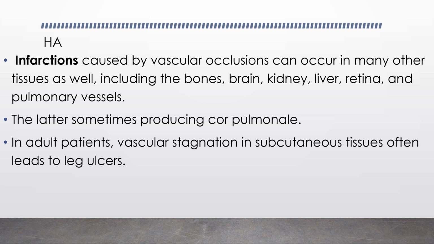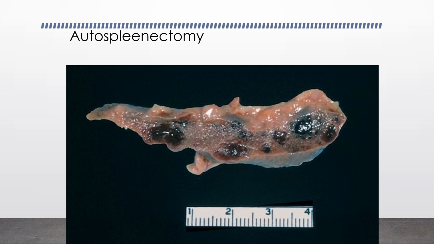Infarctions can occur in other organs like the bones, brain, kidney, liver, retina, and pulmonary vessels, so they can produce a lot of symptoms. There can be cor pulmonale, fibrosis in the pulmonary blood vessels, and right-sided hypertension. Leg ulcers: why in the limbs? Because there is less blood supply in the distal part of the limbs. Autosplenectomy: this is the spleen in sickle cell disease.